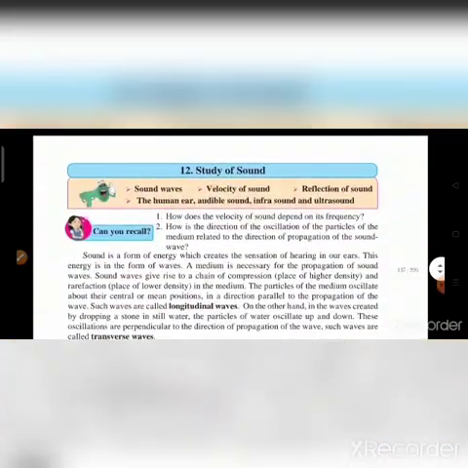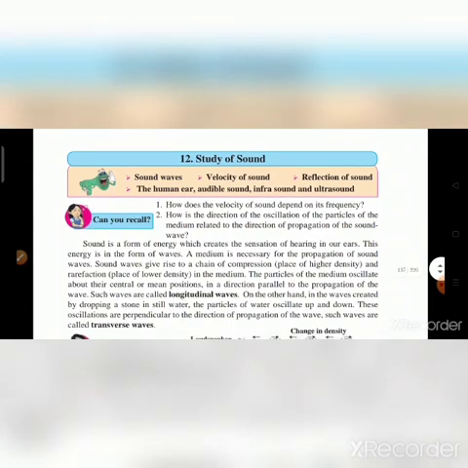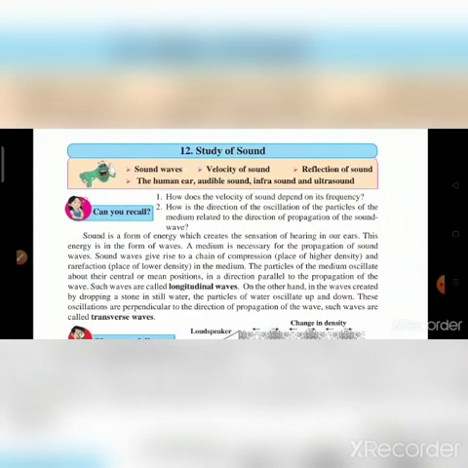Starting with chapter number 12, that is study of sound. Sound is a form of energy which creates the sensation of hearing in our ears. This energy is in the form of waves. A medium is necessary for the propagation of sound waves. Sound waves give rise to a chain of compression and rarefaction in the medium.